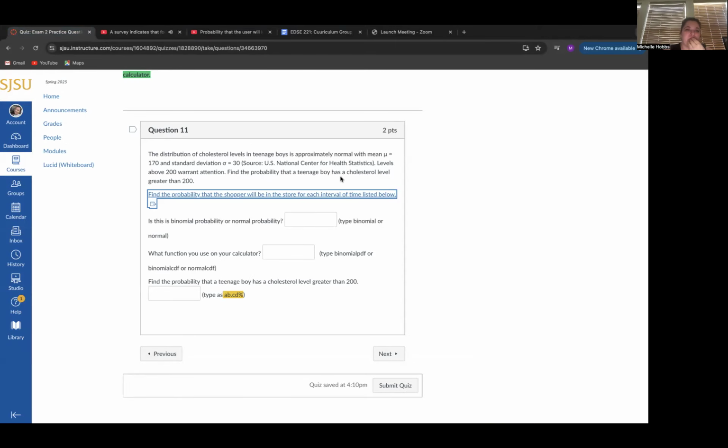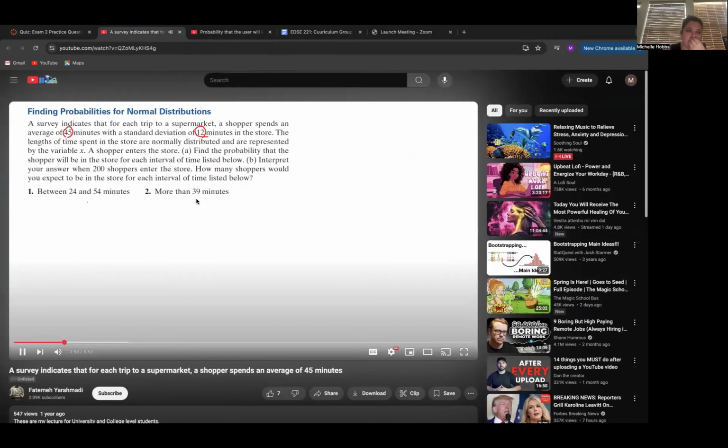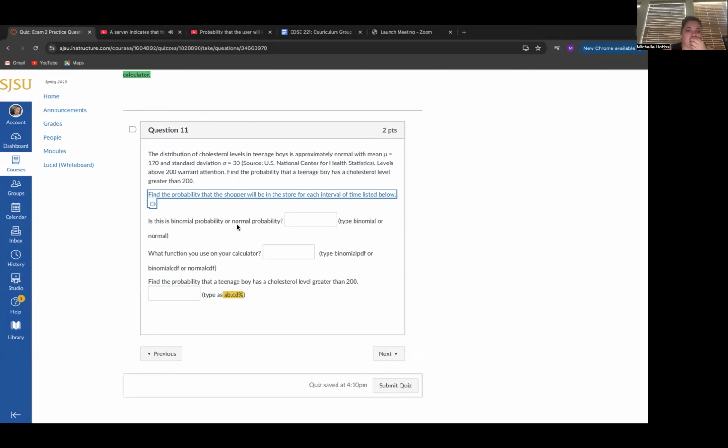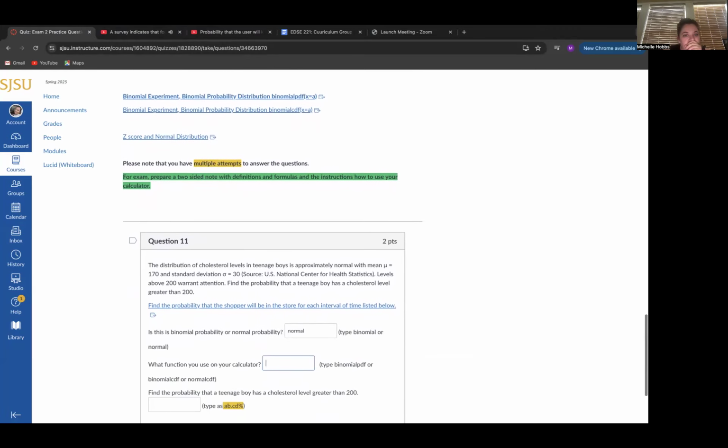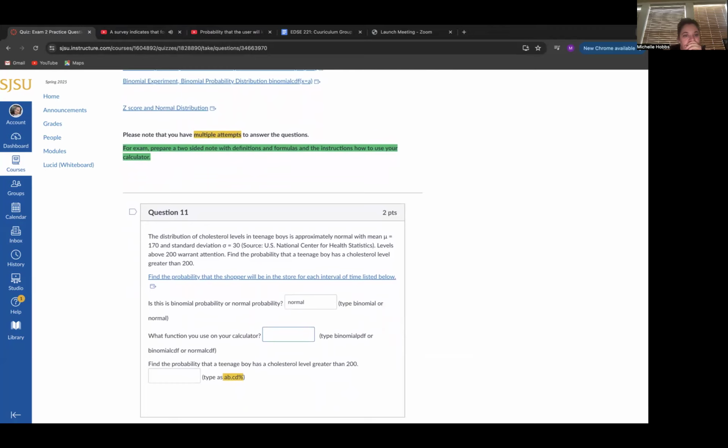So first, I want to find the probability that the random shopper spends between 24 minutes and 54 minutes in the store. And then what is the probability that the random shopper spends more than 39 minutes in the store? So first of all, take a look at the information and the graph associated to 1. Between 24 and 54, you're looking at this little interval here.